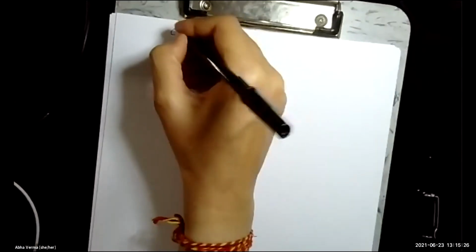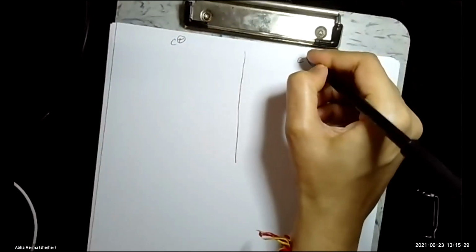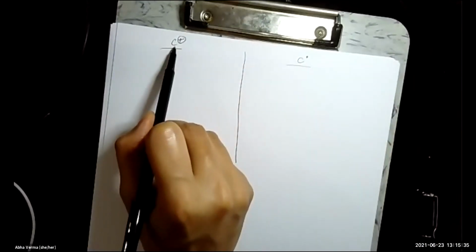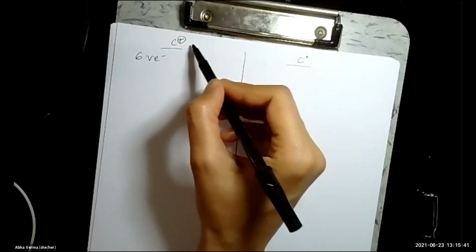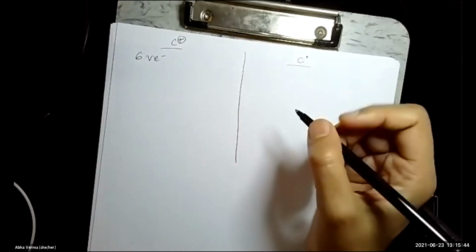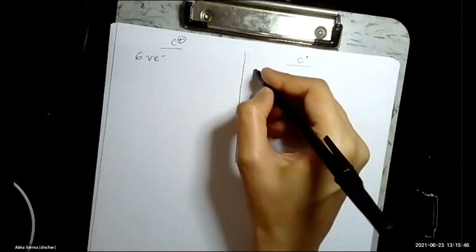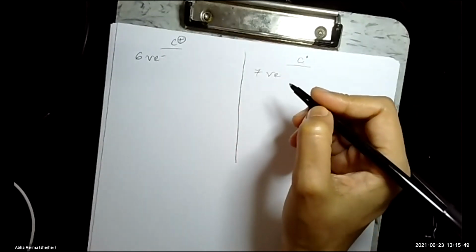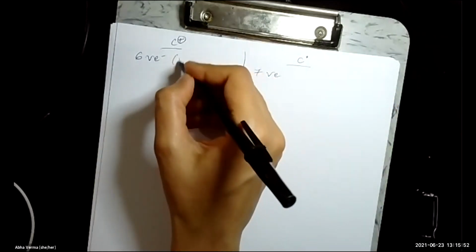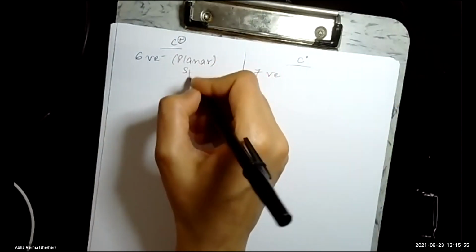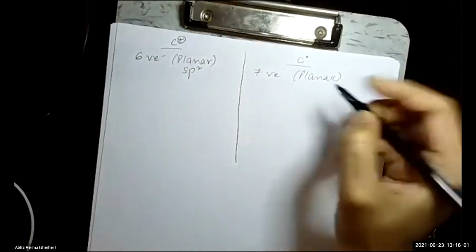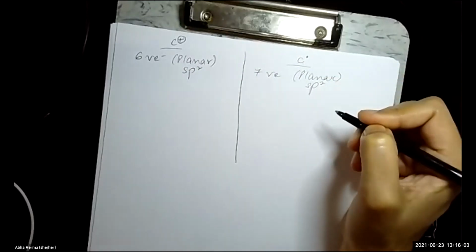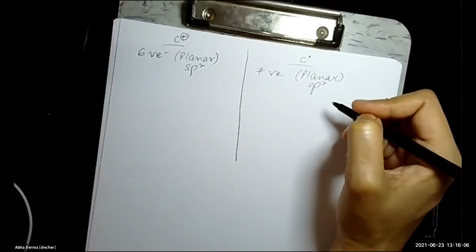Both carbocations and radicals are unstable intermediates, right? But in carbocations, I have 6 valence electrons. Remember, both the electrons that were used have been taken away by the leaving group. Whereas in the carbon radical, I have 7 valence electrons. This is also a planar species, sp2 hybridized.